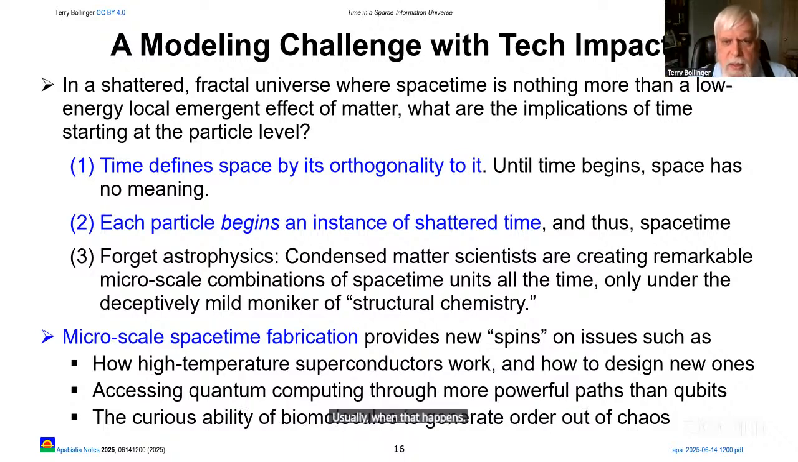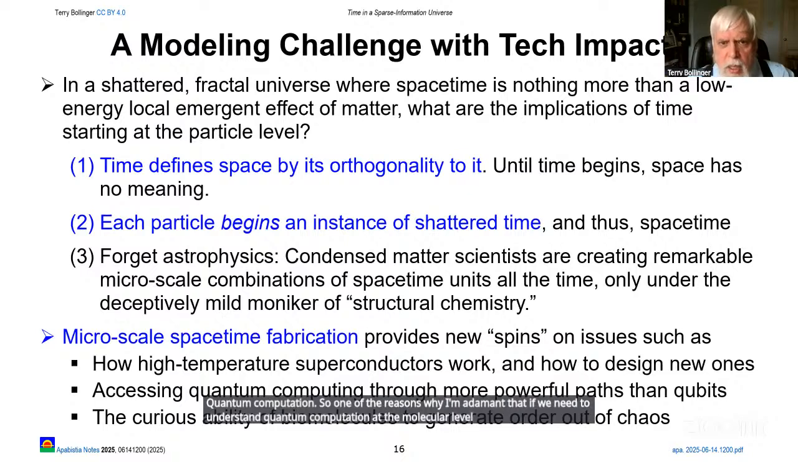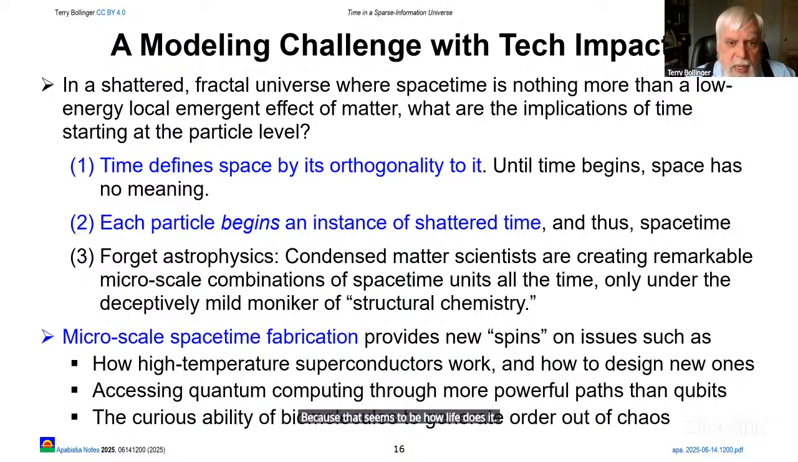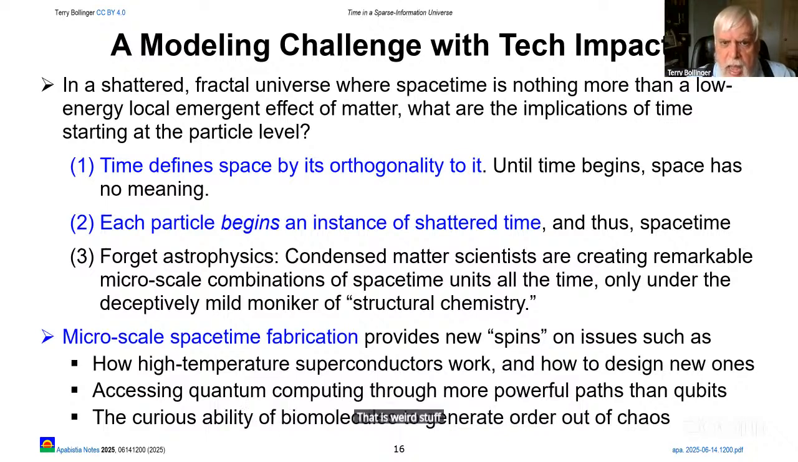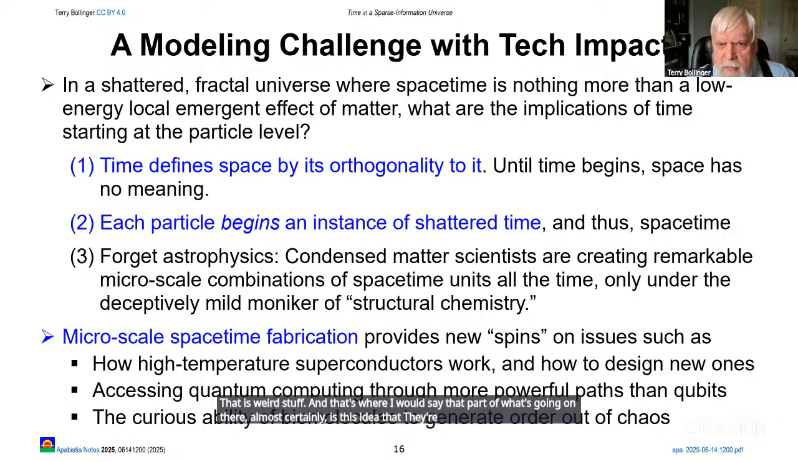some of these things play games with what we usually think of as space-time perception. Usually when that happens, we put it under the moniker of quantum computation. It's one of the reasons why I'm adamant that we need to understand quantum computation at the molecular level better, because that seems to be how life does it. Life does not use big cold units frozen to almost zero to get just a few bits of quantum computing. Nope. You look at some of the early papers, Hopfield, his papers from 1974, where he talks about how out of chaos this beautiful unity suddenly emerges. That is weird stuff. And that's where I would say that part of what's going on there almost certainly is this idea that they're creating units of space-time constructs that aren't doing reality quite the way we think they should if we impose a giant, all-encompassing definition of space-time on it.